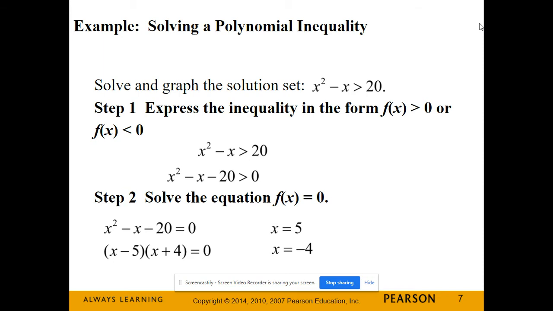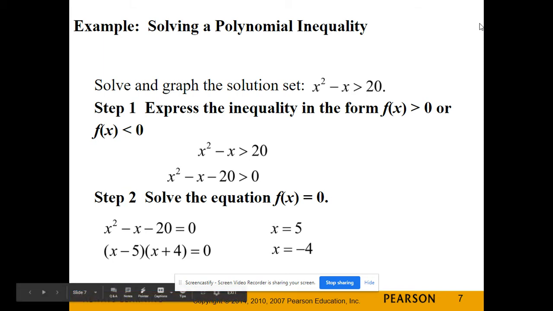All right, so the first example is we're going to solve a polynomial inequality. If you start off with x squared minus x is greater than 20, we need to first set it equal to 0, or set it unequal to 0. So we're going to subtract 20 from both sides, and you end up with x squared minus x minus 20 is greater than 0. Step 2 is then to take the equation, set it equal to 0, and figure out what the boundary points are.